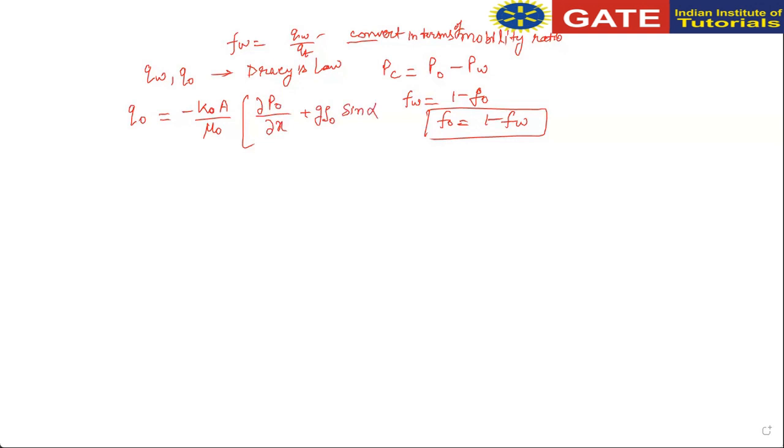Sin alpha. Alpha is the dip angle. If the well is horizontal, the alpha value will be 0, so sin 0 will be 0. This term will be 0 in horizontal flow. Okay. Similarly, you can write the equation for QW, the water flow equation.